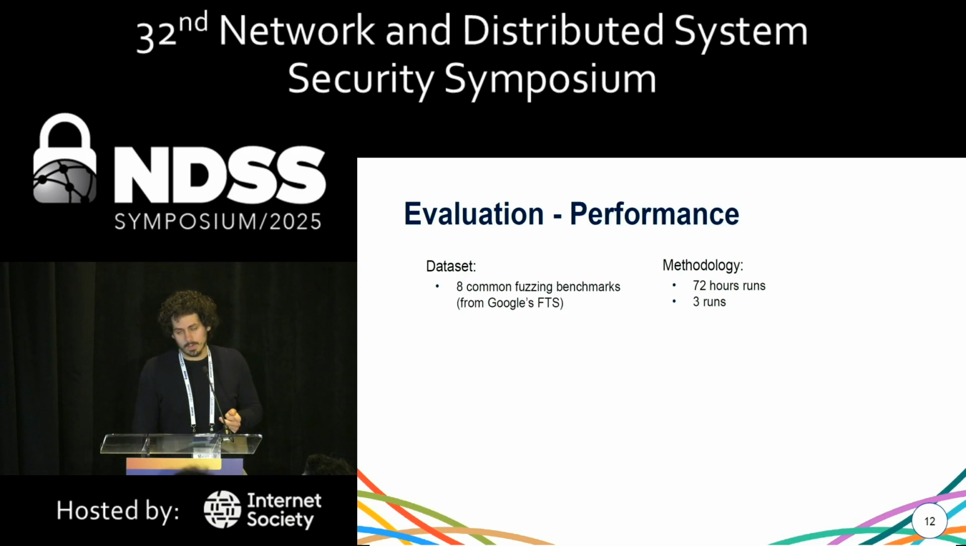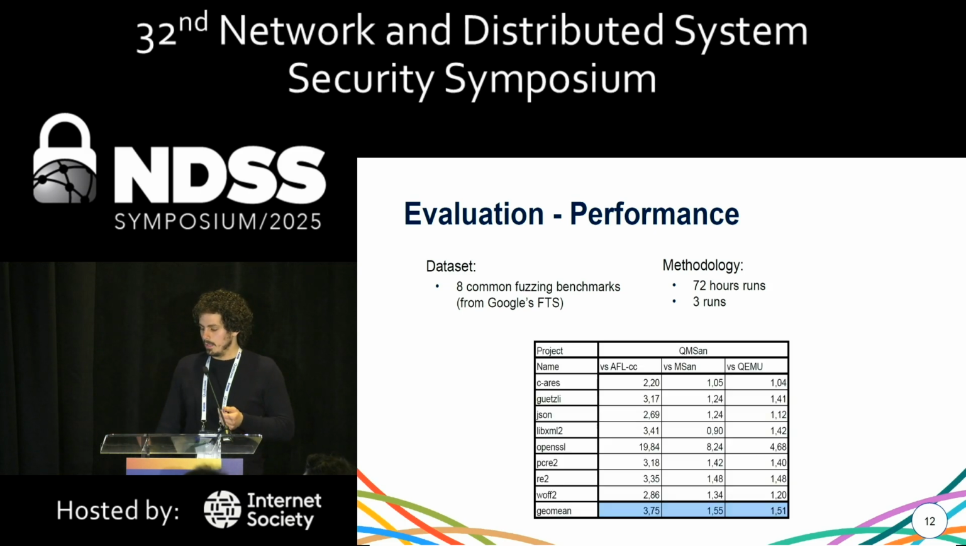Then we also evaluated QMSan for performance, and we assembled another dataset of 8 common fuzzing benchmarks from the Google Fuzzer Test Suite. The reason we needed another dataset here is because we needed to use projects that are also compatible with MSan. So we detected a final slowdown of 1.51x over QEMU AFL, and compared to compile-time MSan, it was 1.55 times slower and 3.75 times slower than AFL compiler instrumentation.